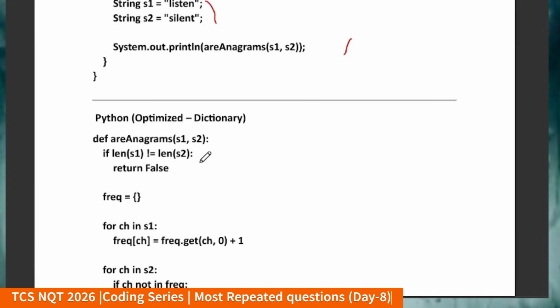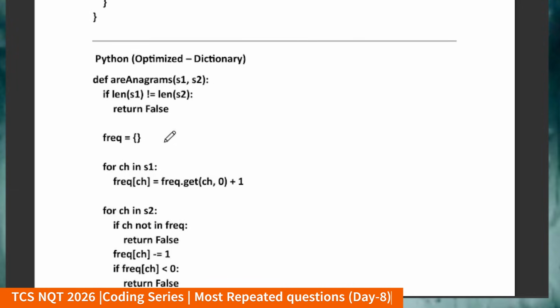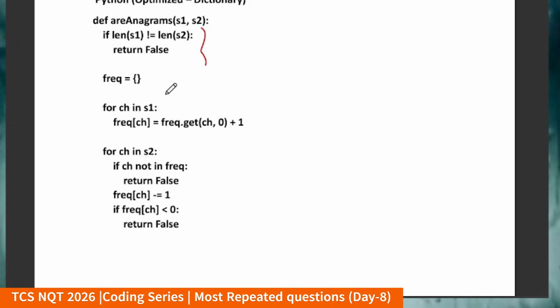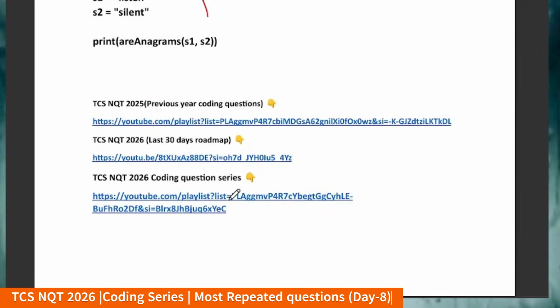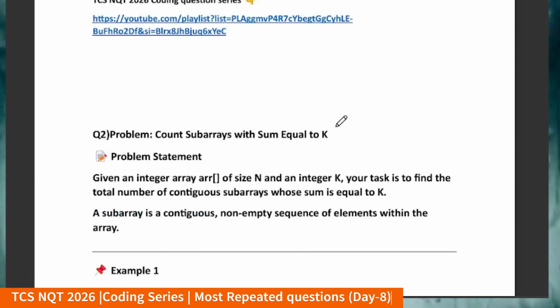Same things I'm applying with Python. Here I'm checking the base case, that if the length is not equal, return false. Then the frequency array, counting this plus and minus, the same approach I'm applying. So you can go through it. Now friends, I will provide all the solutions PDF in the description. So you can go through it.